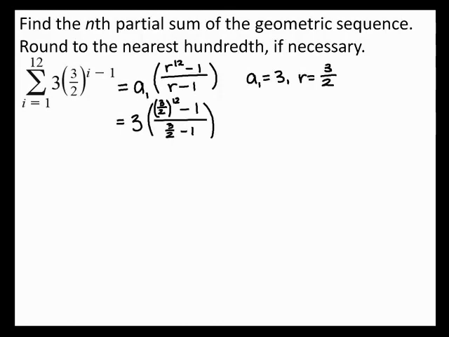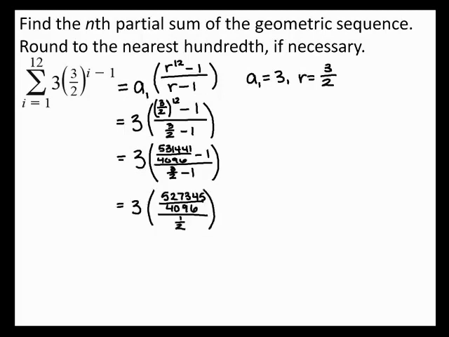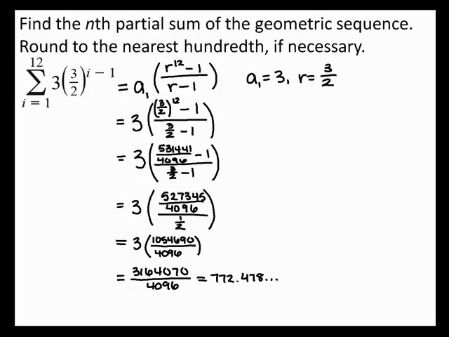Simplify 3 halves to the 12th. Simplify 531,441 divided by 4,096 minus 1 and 3 halves minus 1. Simplify 527,345 divided by 4,096 divided by 1 half. Simplify 3 times 1,054,690 divided by 4,096. Simplify 3,164,070 divided by 4,096. Round your answer to 2 decimal places.